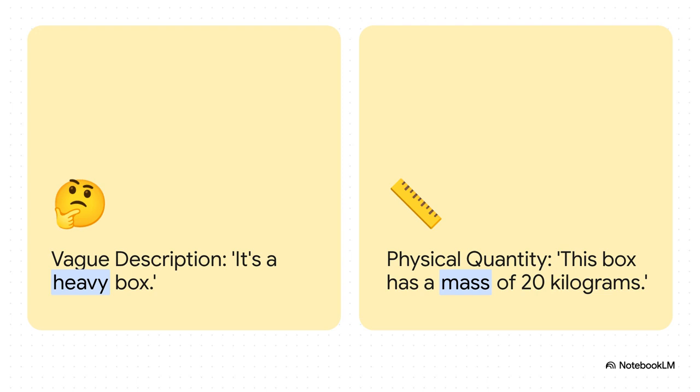We get precise. Instead of just saying a box is heavy, we say this box has a mass of 20 kilograms. You see that? It's not just a number, and it's not just a unit. It's the combination of the two, the value and the unit of measurement. That is the absolute core of what a physical quantity is.